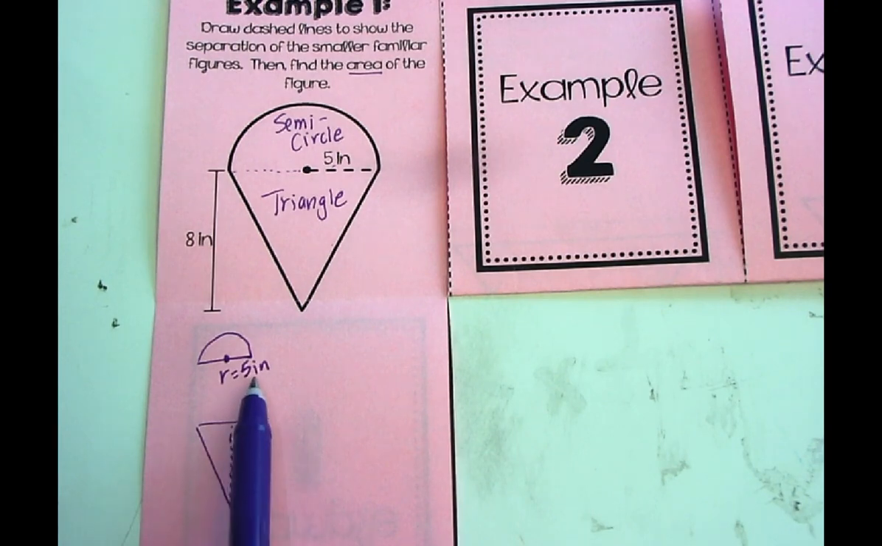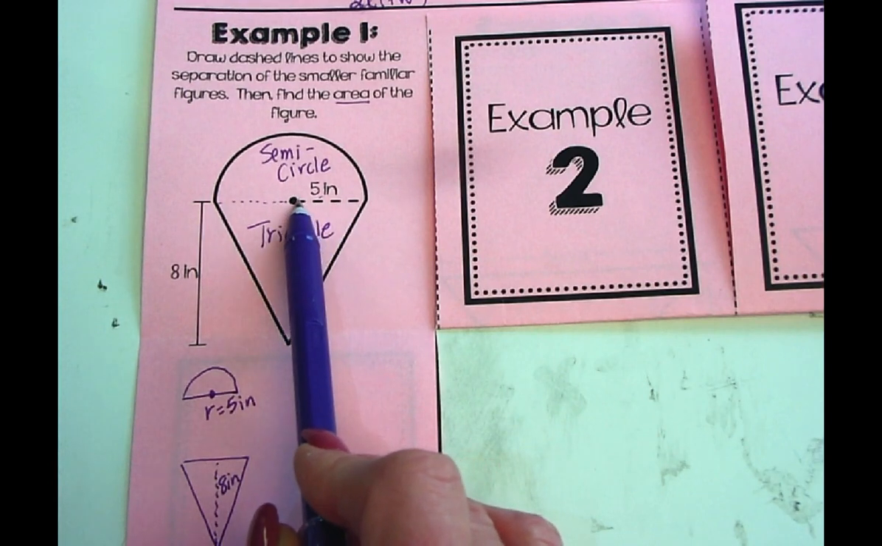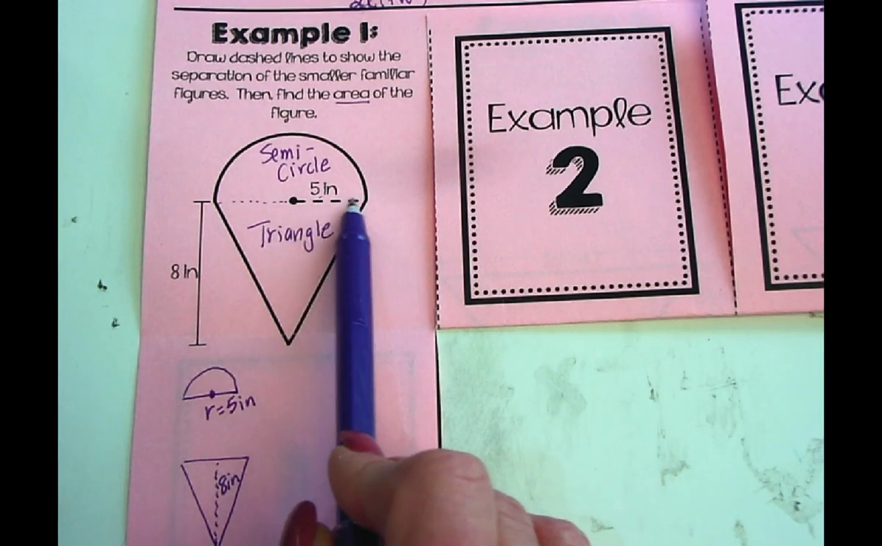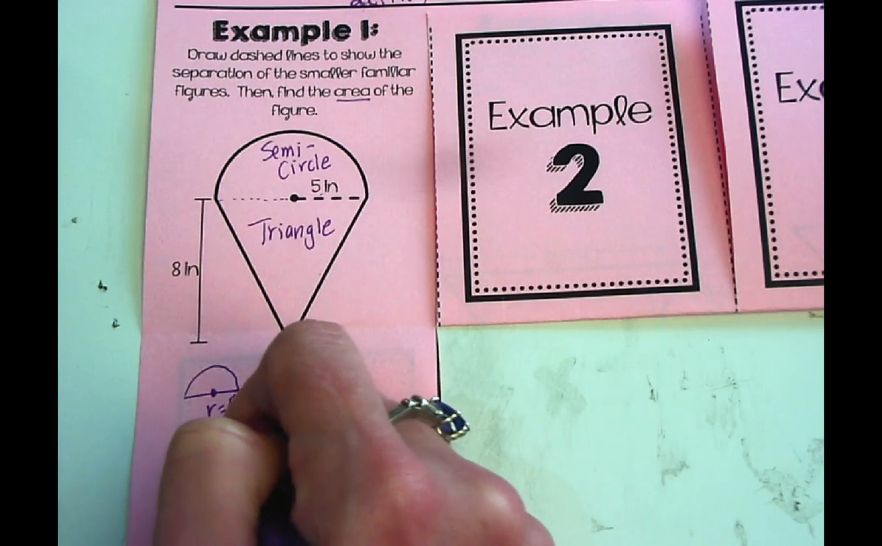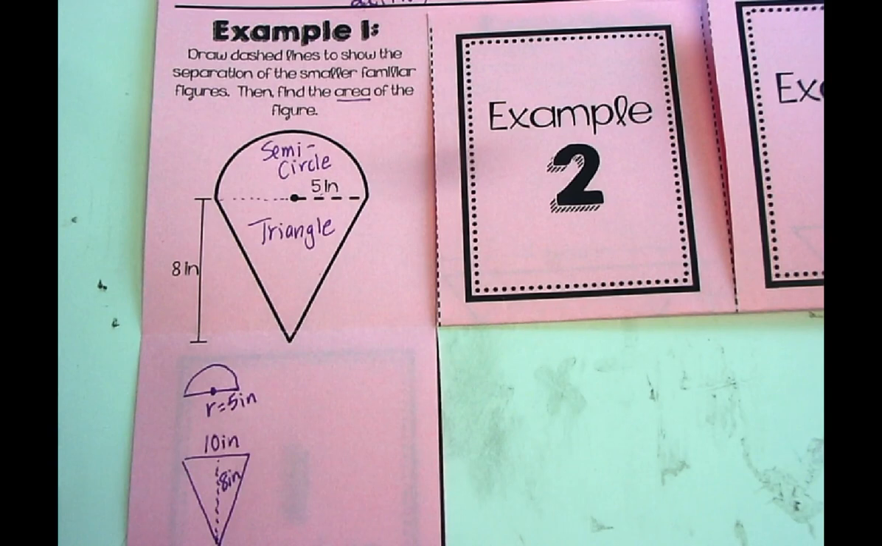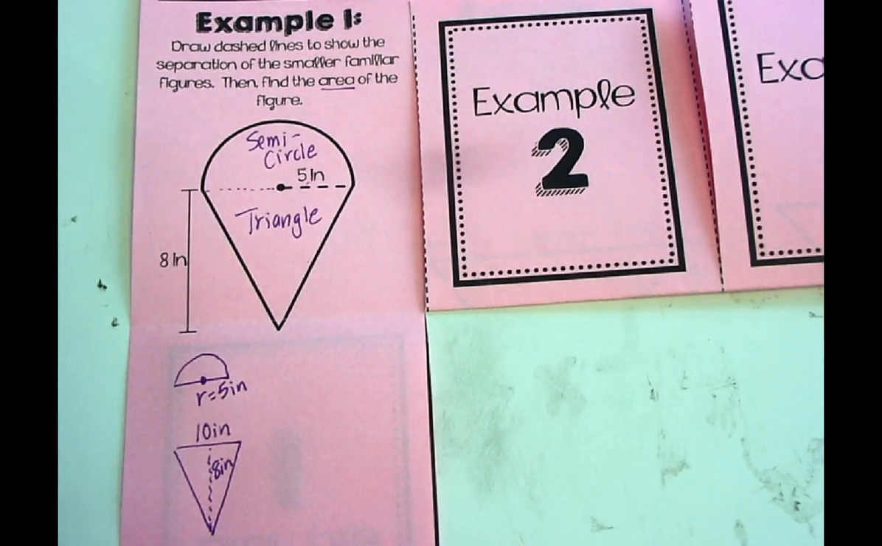10. And I know that because if you look at the picture, 5 is the radius of the circle, which is connected to the triangle. So all of the way across would be 10. So that would be 10 inches. Okay? Any questions as to how I found those numbers?